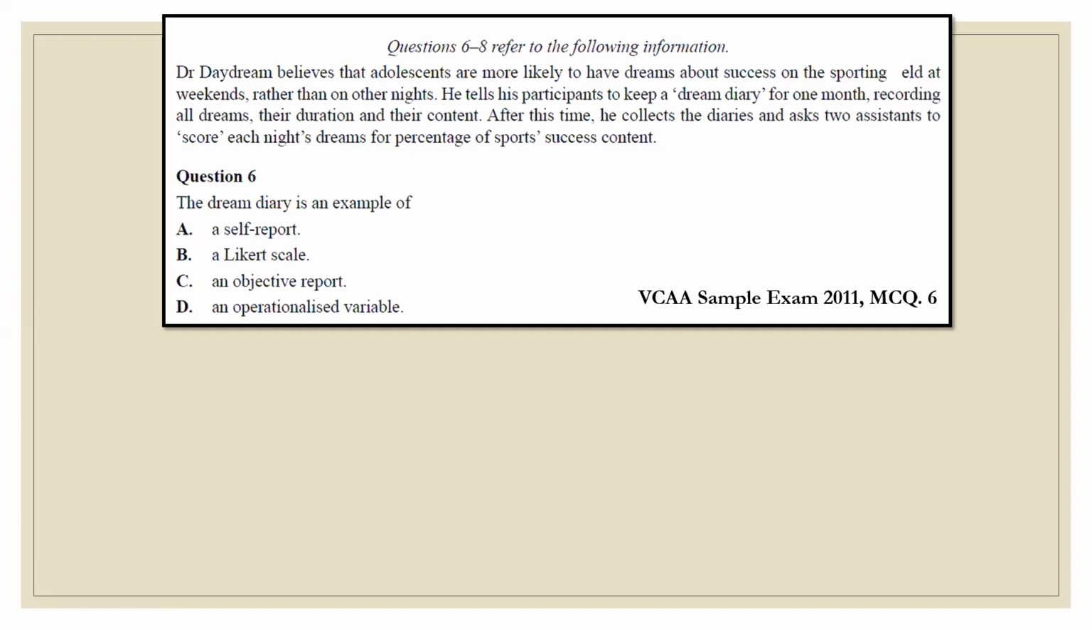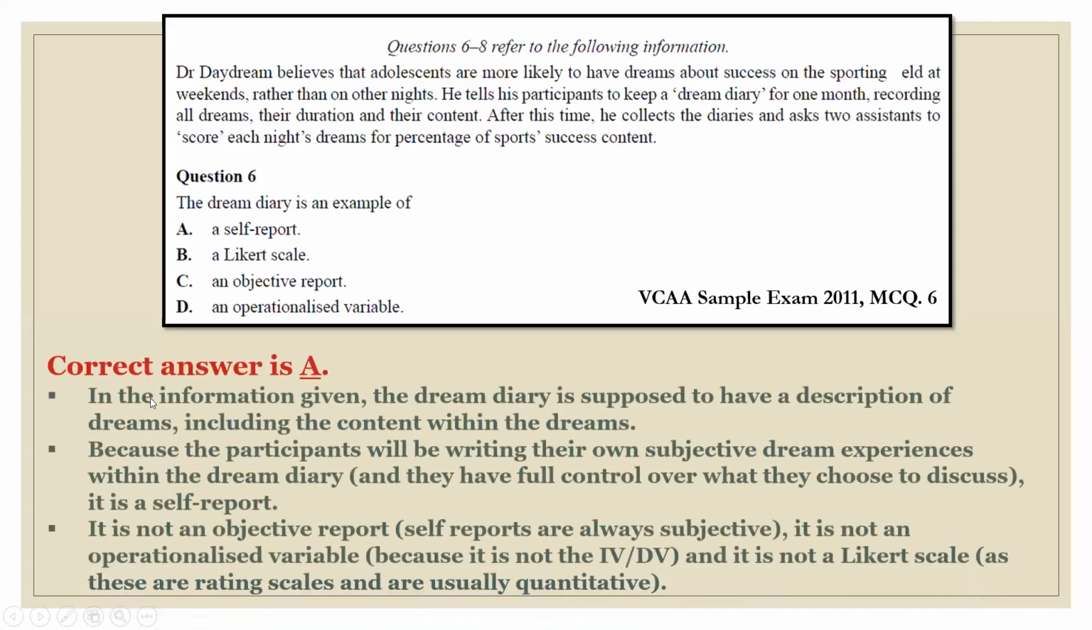Okay, so the question says, Dr. Daydream believes that adolescents are more likely to have dreams about success on the sporting field at weekends rather than on other nights. He tells his participants to keep a dream diary for the month, recording all dreams, their duration, and their content. After this time, he collects the diaries and asks 2 assistants to score each night's dreams for percentage of sports success content. The dream diary is very similar to a sleep diary that we just looked at today when we covered the ways we measure consciousness. So all of you should have got the answer A.